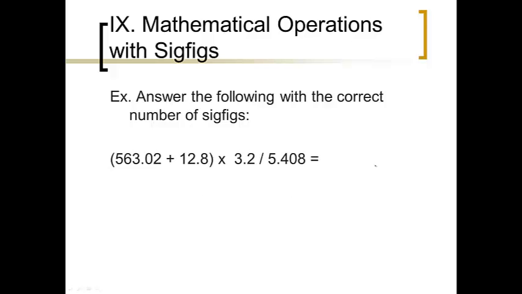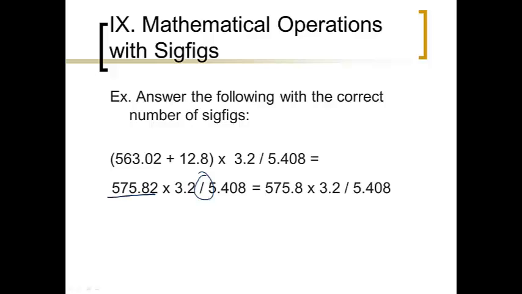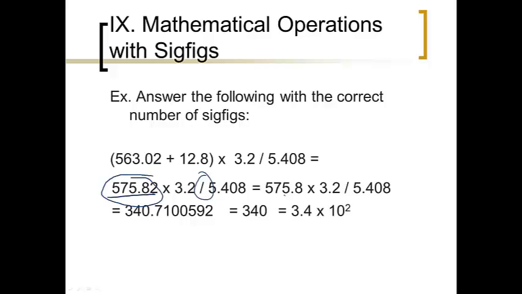Okay, try this one. Again, pause the video. Okay, this should be the result of your addition. Next thing you need to do is multiply, and then because dividing is a similar operation, you do not need to round off. But again, before you multiply, you need to round this number off using the addition rule. And you should come out with this.